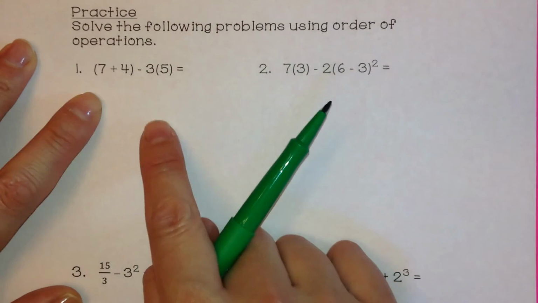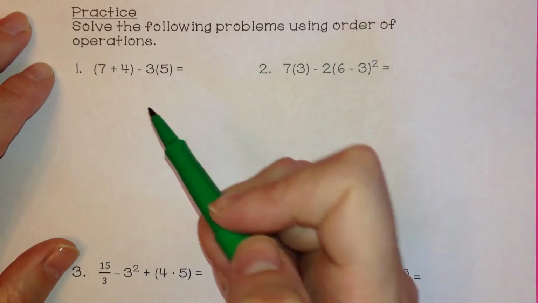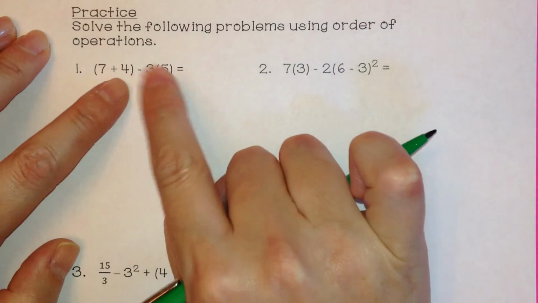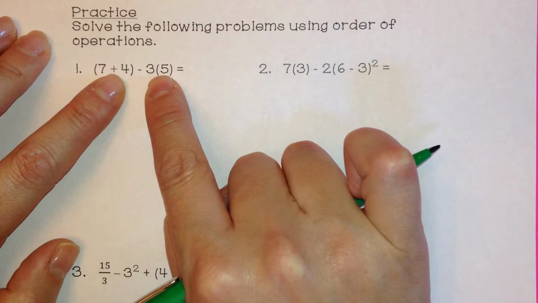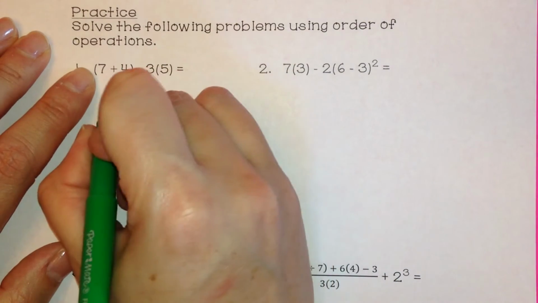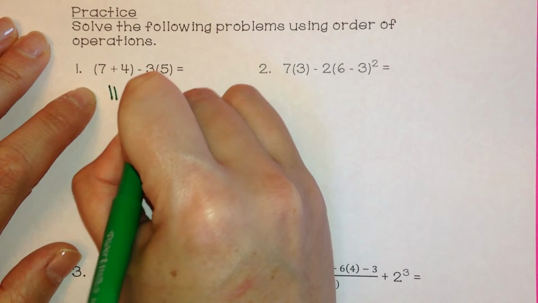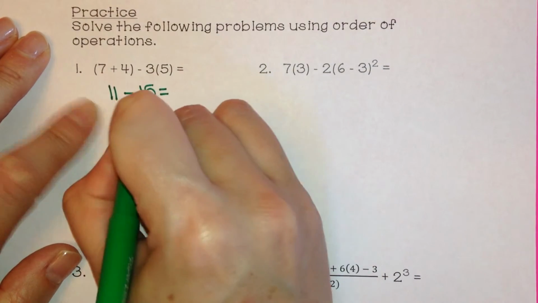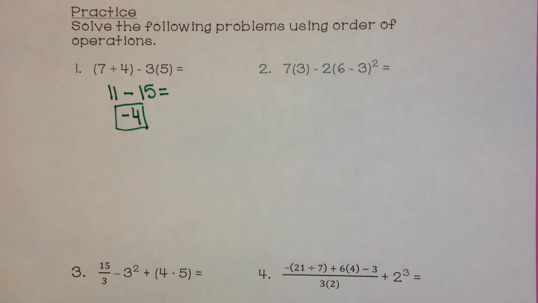All right. I'm going to show you some shortcuts to simplify your work. We know that addition and subtraction will always be last that we do. So I can simplify things that are separated by addition and subtraction as long as I use the correct order of operations. I'm going to start with 7 plus 4 in the parentheses. It gives me 11 minus the 3 times 5, which is 15. 11 minus 15 leaves me with negative 4.